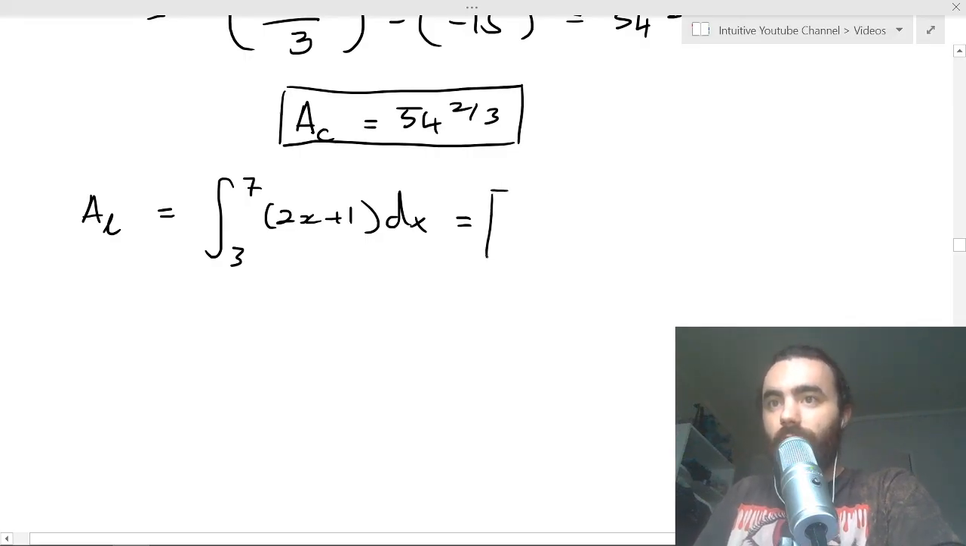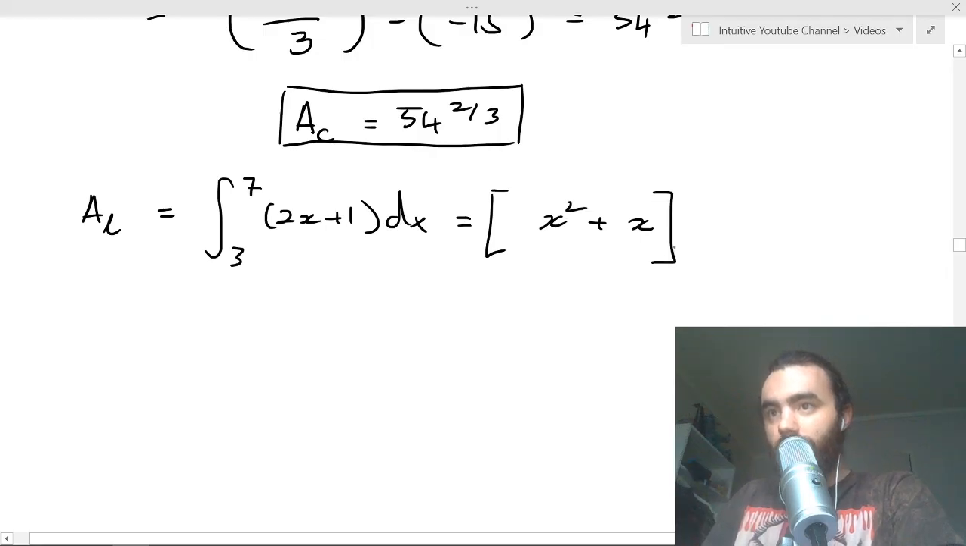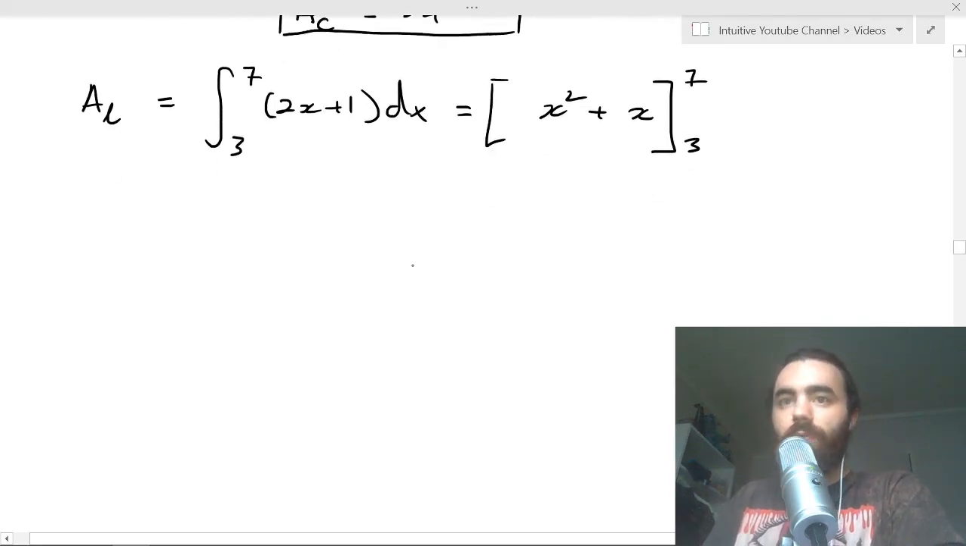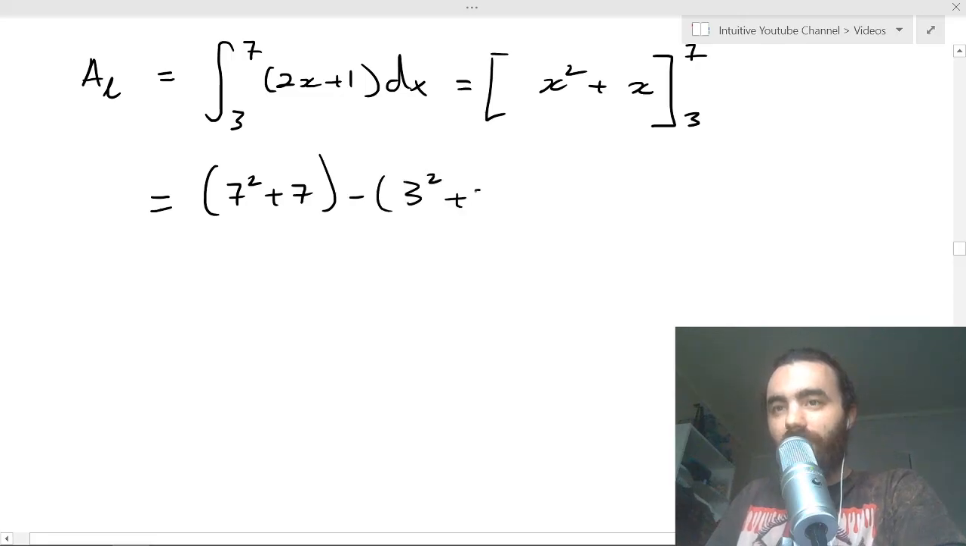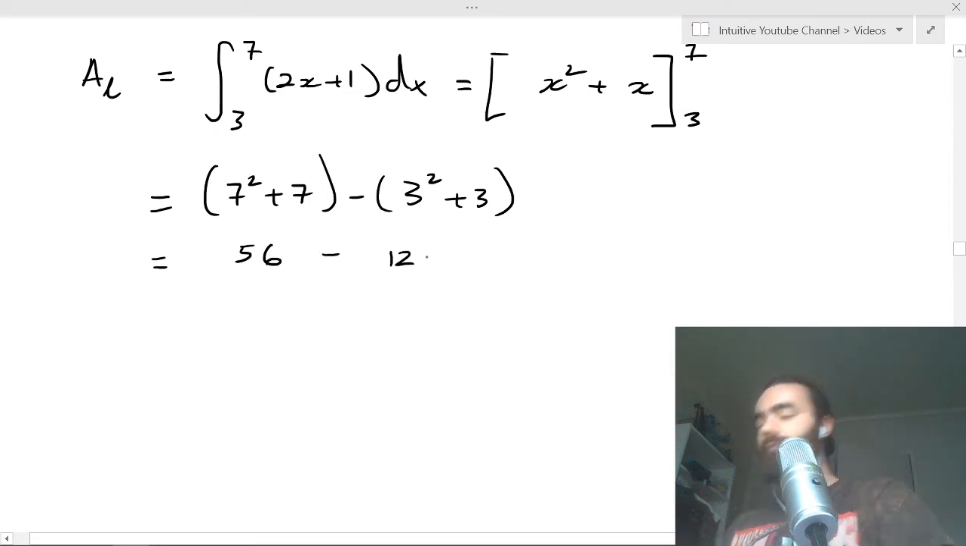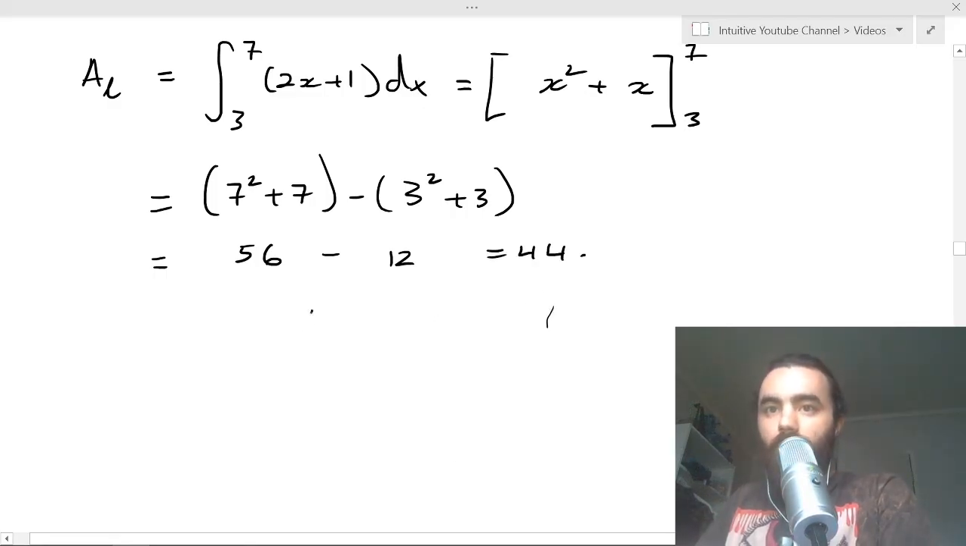So this is going to become 2x squared over 2 plus x, which is x squared plus x, between 7 and 3, and that becomes 7 squared plus 7 minus 3 squared plus 3, which equals 49 plus 7 is 56, minus 9 plus 3 is 12. So that equals 44. So the area under the line is 44.